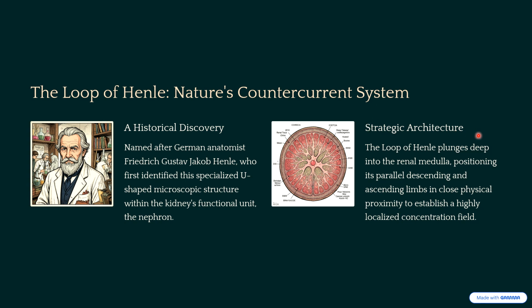What is the strategic architecture? The loop of Henle plunges deep into the renal medulla, positioning its parallel descending and ascending limbs in close physical proximity to establish a highly localized concentration field. It means we all know that if we imagine the structure of the nephron, the descending limb comes first, which descends, then goes to the ascending limb, and these descending and ascending limbs produce the loop of Henle, which helps in the countercurrent mechanism.